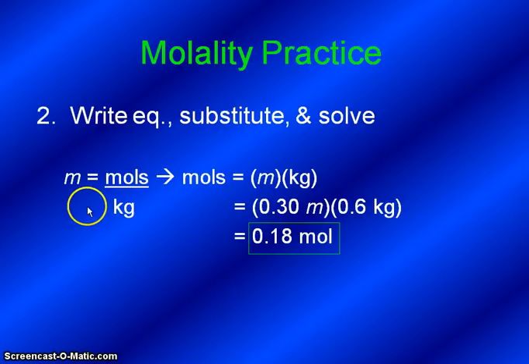So we're going to write in our equation, molality is equal to moles over kilograms, and then we're solving for moles, so we want to multiply molality by kilograms. So 0.3 molal times 0.6 kilograms is going to give us 0.18 moles.